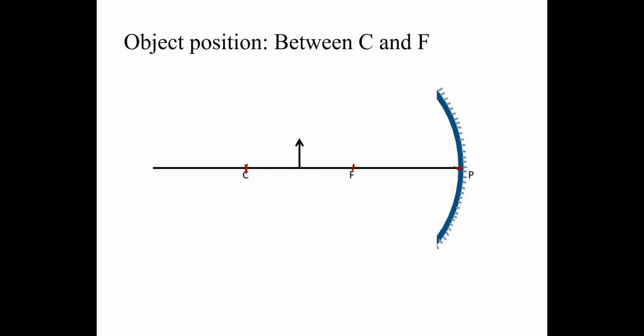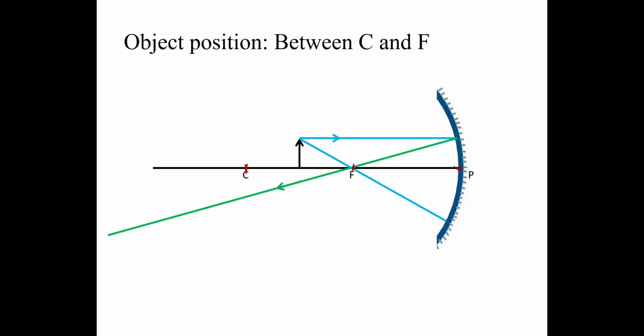So here I am applying rule 1, which is parallel to principal axis. So what happens? After reflection it will pass through F. Very good. Now rule 2 I am applying, which is passing through the focus. Then it hits the mirror. After reflection it becomes parallel. Yes. Now compare this.